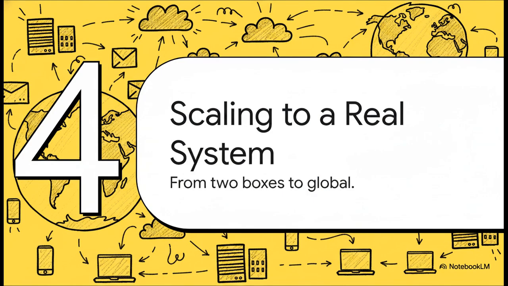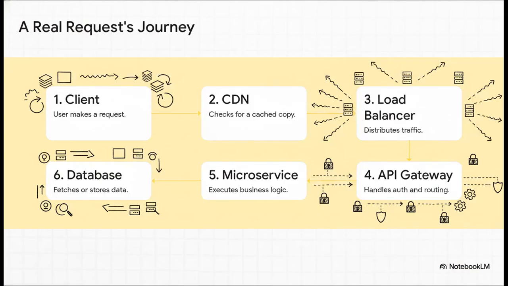That simple model of a client and a server is awesome for getting the basics down. But a real-world, global service like a Spotify or a Netflix, well, it looks a whole lot more complicated. So let's trace the journey of a request in a real, live production system. A single request from your phone doesn't just go straight to one big server. Oh no. First, it's probably going to hit a CDN, a content delivery network, which keeps a copy of data physically close to you so it's faster.